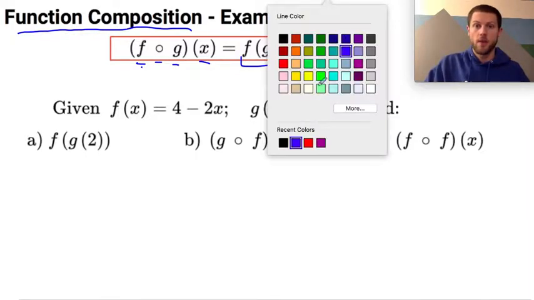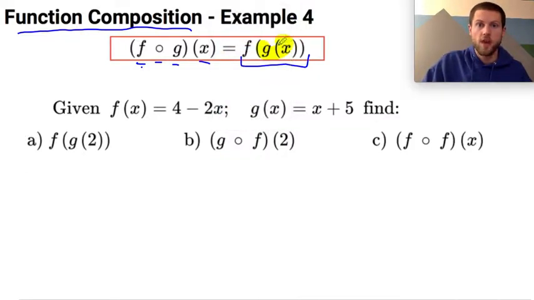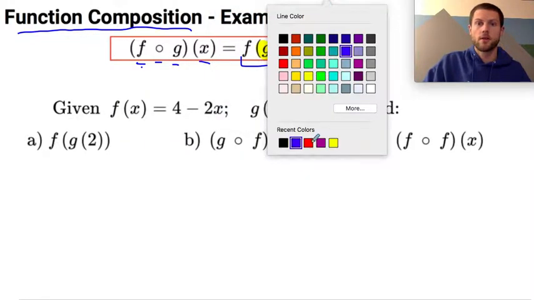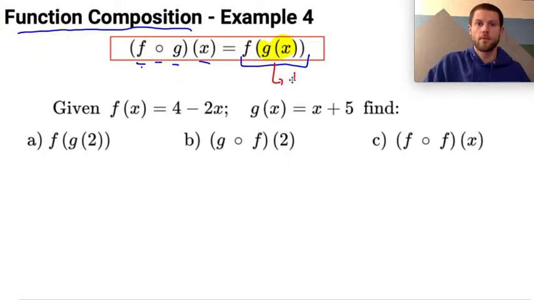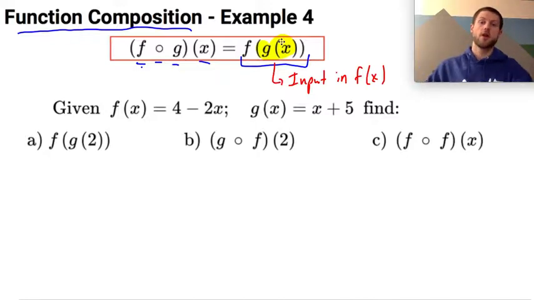I might even highlight that with a highlighter. Say that this g of x, this right here, is the input in f of x. So I'm taking what g of x is and I'm putting it into f of x. Now notice g of x has its own input. x is the input in the g function. So we're really nesting these things. It's kind of like Russian nesting dolls. I can come up with all kinds of analogies for function composition, so let's just dive into it before I get carried away.